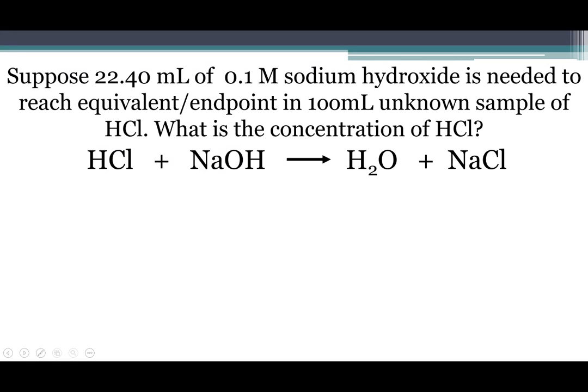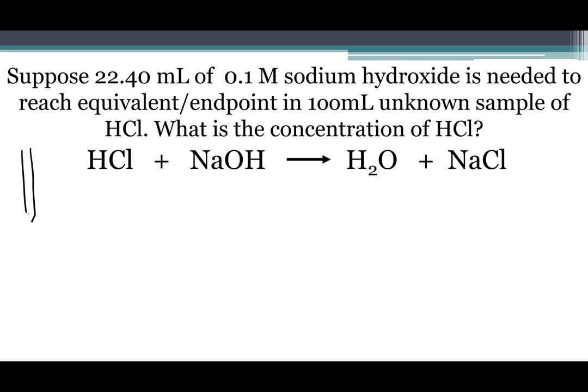Suppose we have 22.4 milliliters of 0.1 molar sodium hydroxide. That's how much was needed to reach the equivalence point when we mixed it with 100 milliliters of unknown HCl, or hydrochloric acid. So it's asking us to determine the concentration of hydrochloric acid. Okay, so let's draw our picture so we can see what's going on here.